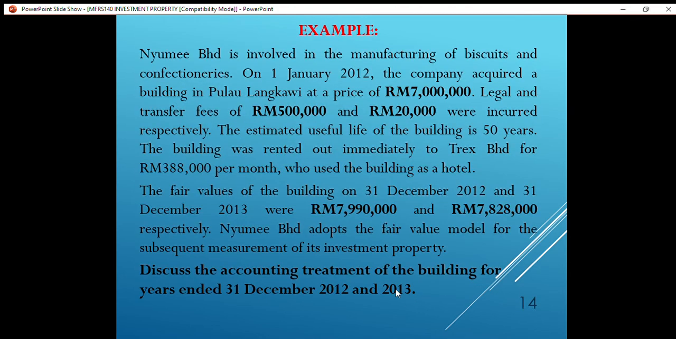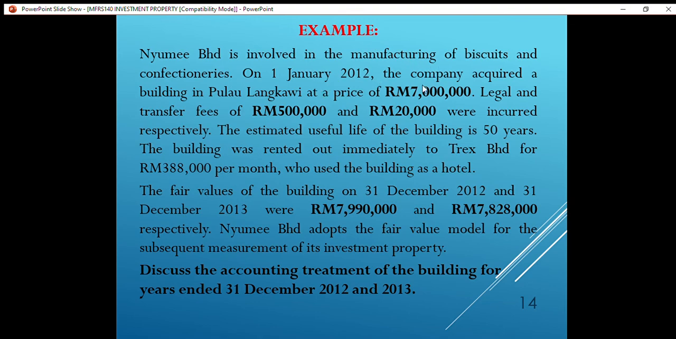All right, so next, let's have a look at the example. Yumi Berhad is involved in the manufacturing of biscuits and confectionaries. On 1st January 2012, the company acquired a building in Pulau Langkawi at a price of 7 million. Legal and transfer fees of 500,000 and 20,000 were incurred respectively. This is actually the initial cost.